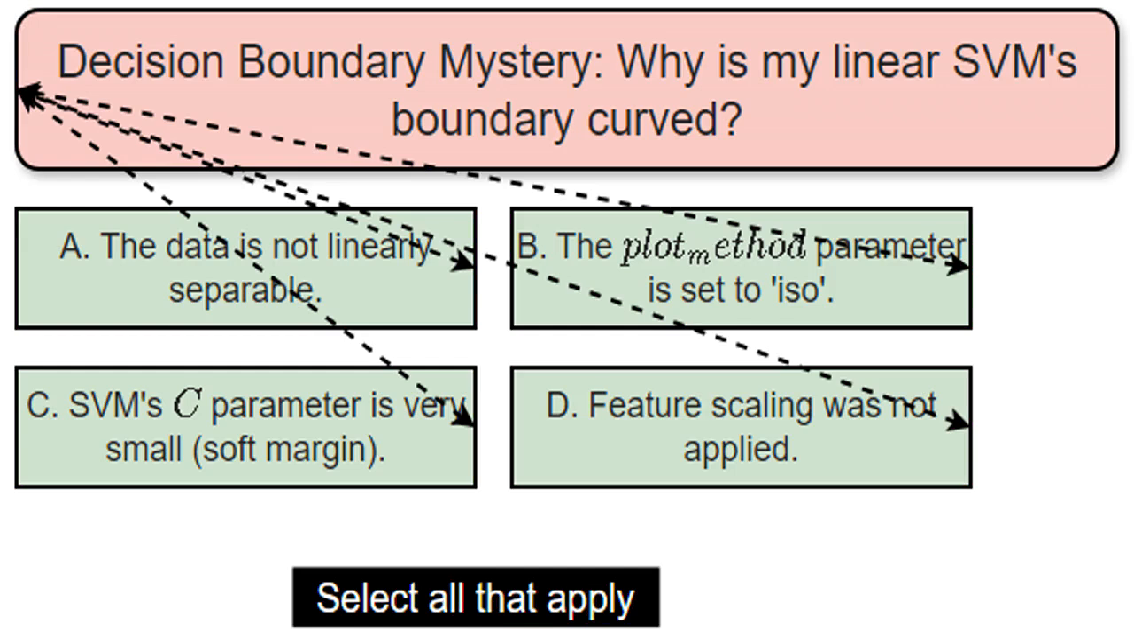Sometimes, no matter how hard you try, you can't perfectly separate data points with a straight line. This is data that is non-linearly separable. Even a linear SVM will struggle to create a perfectly straight boundary in this case. Instead of a perfectly straight line, it will attempt to find the best possible straight line, which can look curved due to constraints, particularly if using a soft margin.